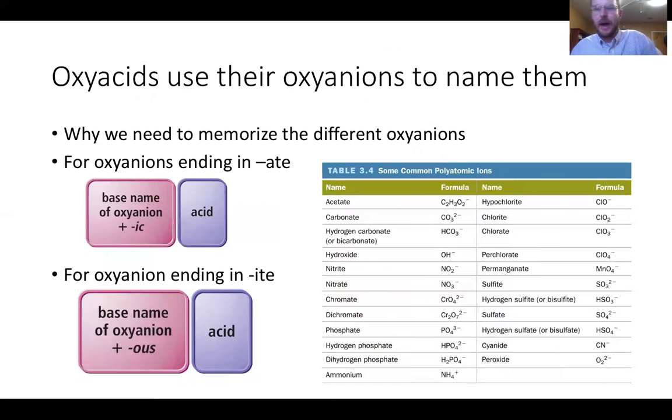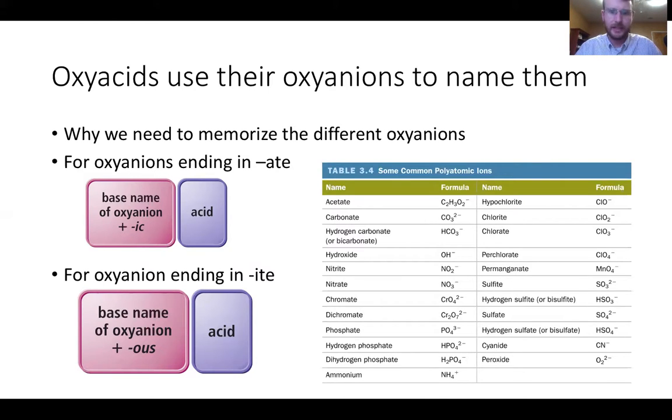Now let's talk about oxyacids. And here comes table 3.4 again, right? And we said we have to know table 3.4 because we'll see them in ionic compounds and we'll see them again in acids. And so for oxyanions ending in -ate, let's look at the nitrates.